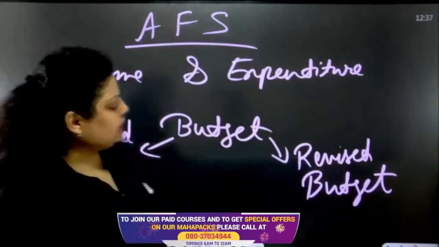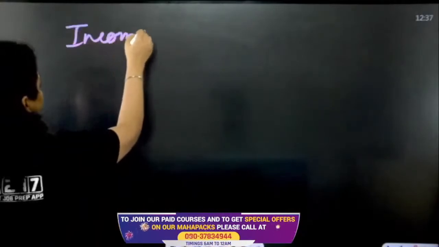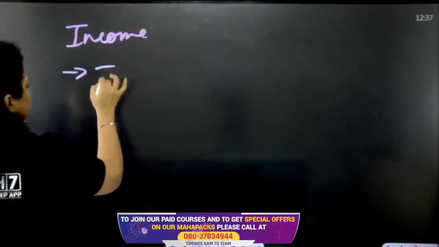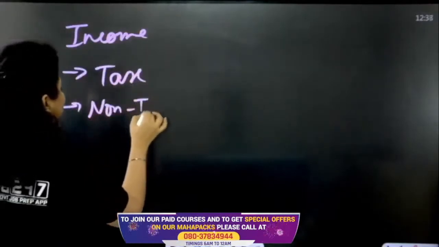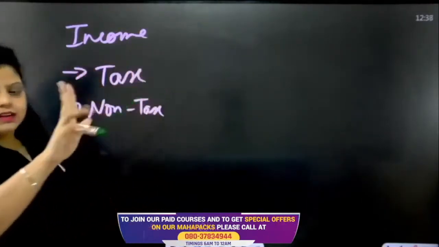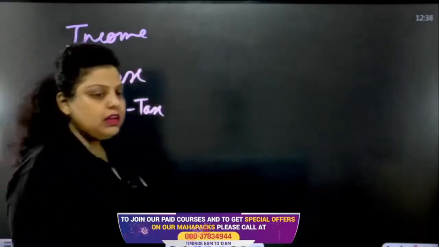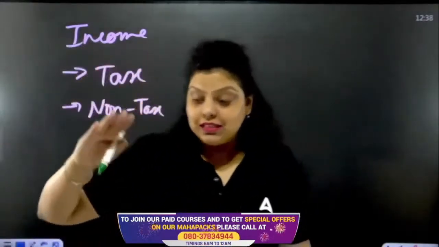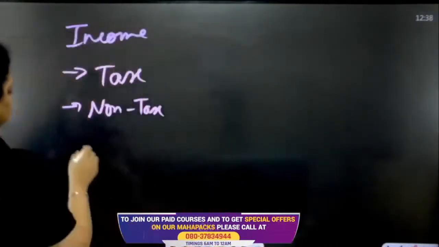Now apart from that, if we talk about budget, the sources of income for Government of India are of almost 4 types. First, government earns money from tax. Government earns money from non-tax services. Tax means direct tax and indirect tax, both will be covered. In non-tax, fines, penalties, challans, etc. will be covered.